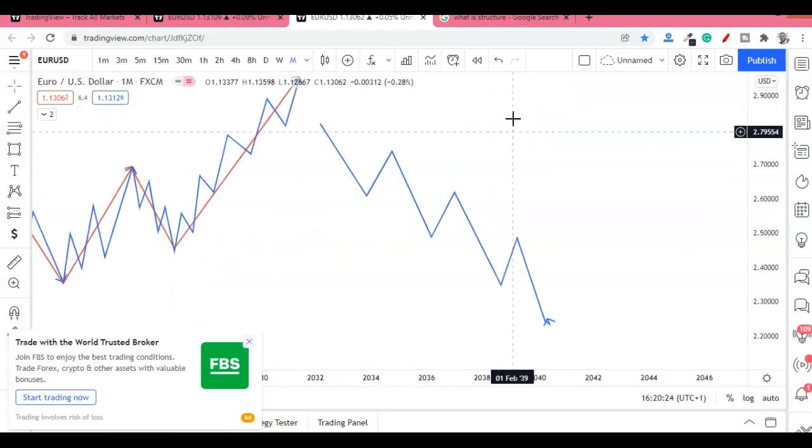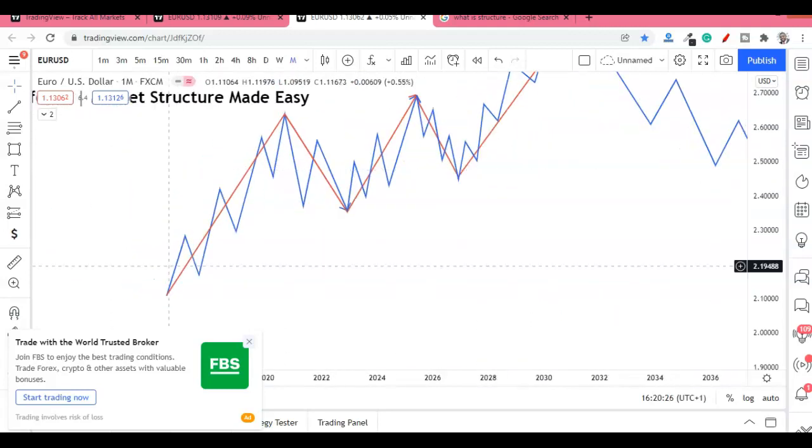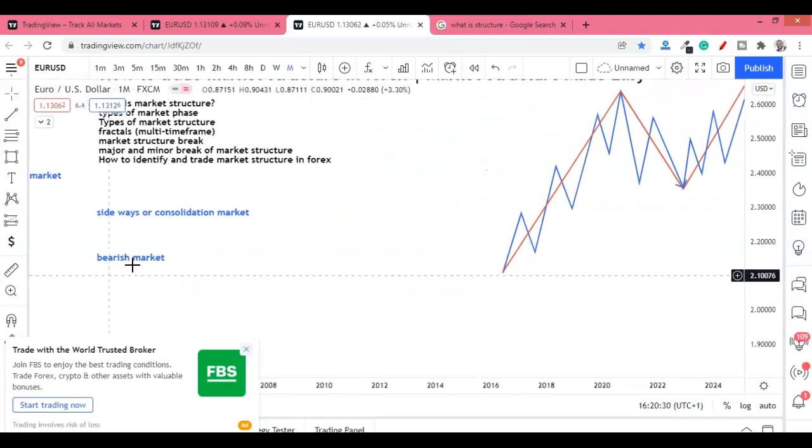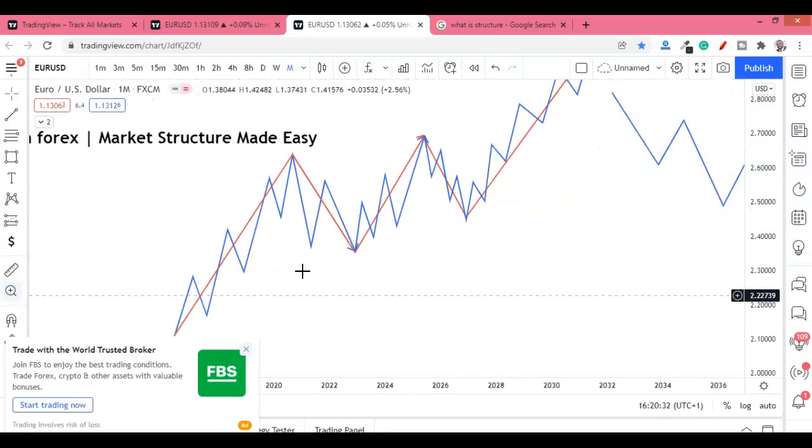Same goes with a bearish structure. Now the second type of market structure is the bearish market structure.